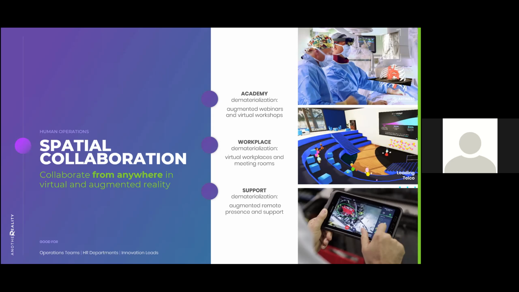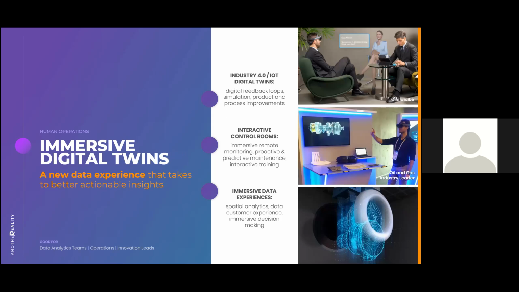Another aspect is the materialization, the support. So we use augmented reality to help people to create a bigger knowledge about what they are to do in the technical field. But the main aspect of the biggest innovation that we bring is in the technical field. So we use immersive digital twins to recreate and to help industry 4.0 in the simulation, product and process improvements, or we create interactive control rooms. So everything that you can think about in technical aspects can be improved with this technology, with augmented reality and virtual reality.